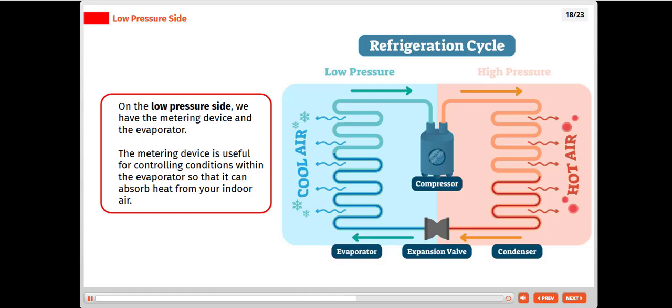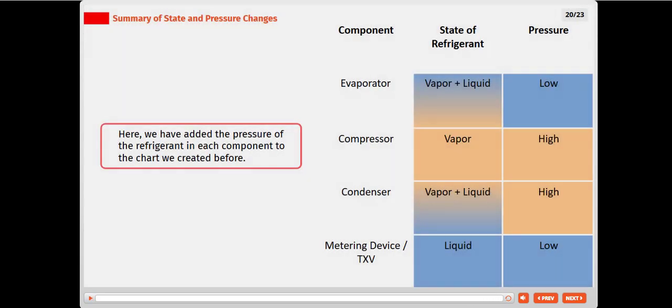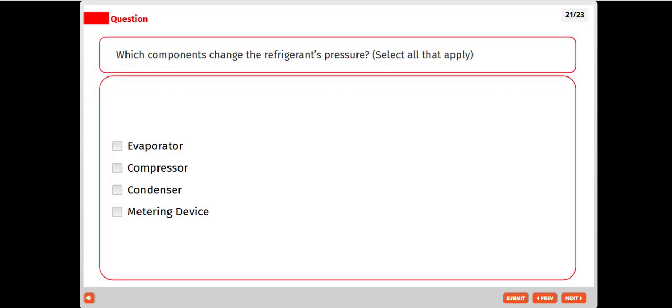As mentioned in previous videos, the following components change the pressure of the refrigerant. Compressor increases pressure. Metering device decreases pressure. Here, we have added the pressure of the refrigerant in each component to the chart we created before. Which components change the refrigerant pressure? The metering device and the compressor. They change the pressure.